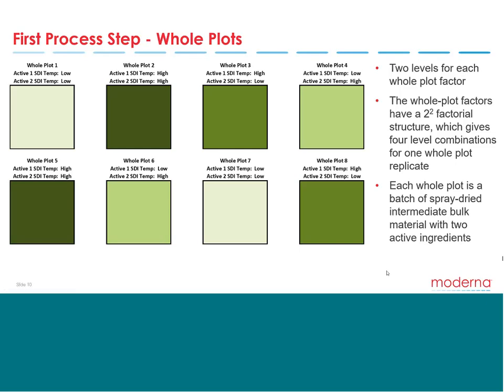So what we ended up with at the end of this step is we started with our raw materials and created essentially 8 batches of spray-dried intermediate bulk that each contained 2 active ingredients that were made from drying at 2 different temperatures. So now we have these 8 batches that we're moving into the next process step.